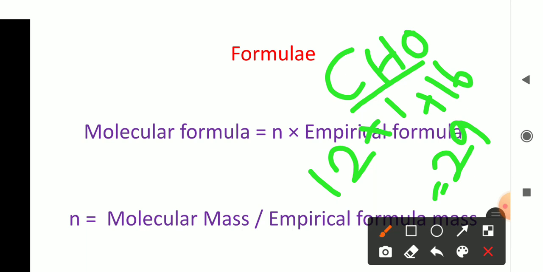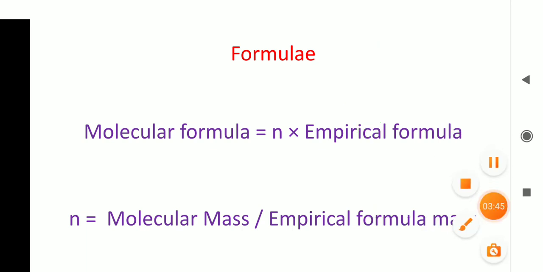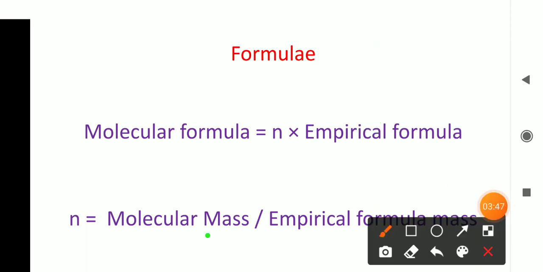After finding the empirical formula mass, you can substitute it in this second formula and find the N value. Then N can be substituted over here so that you can easily get the molecular formula of a compound. Is it clear? So what is the formula used to calculate molecular formula? Molecular formula is equal to N into empirical formula. Here N is an integer. It can be calculated using another formula: N is equal to molecular mass divided by empirical formula mass.